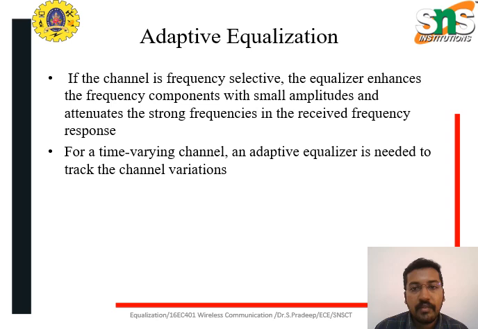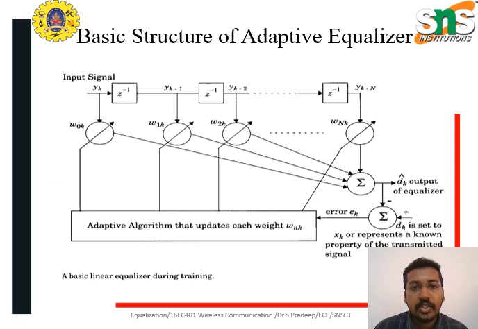If the channel is frequency selective, the equalizer enhances the frequency components with small amplitudes and attenuates the strong frequencies in the received frequency response. The basic structure of adaptive equalizer is given in this slide. A basic linear equalizer during training phase.